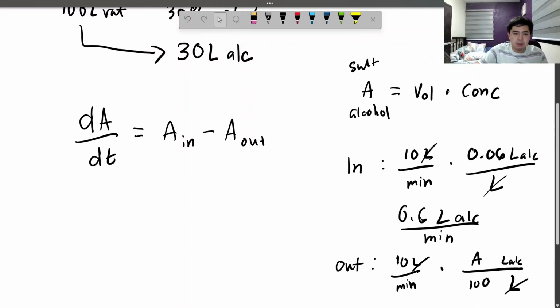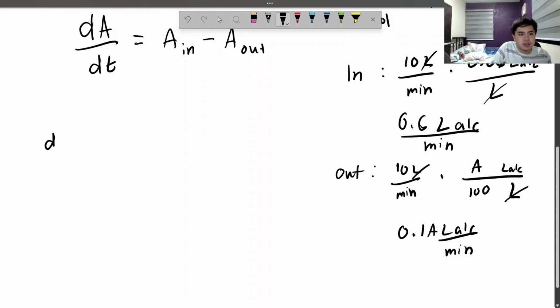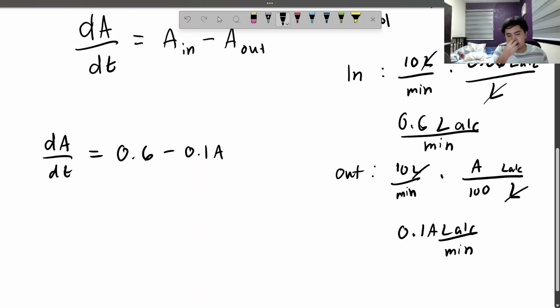So let's put that in our differential equation. Honestly, figuring out how much alcohol goes out is the hardest part of this whole exercise. dA over dt equals going in, 0.6. Let's ignore the units for now because we know the units. Going out, that's 0.1 A. All right, so you can use your preferred calculation method for this.